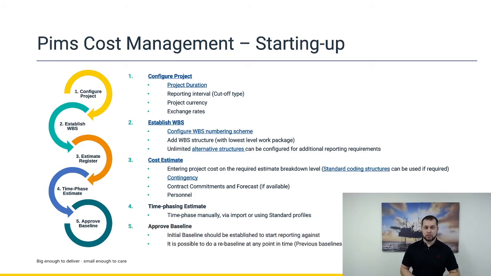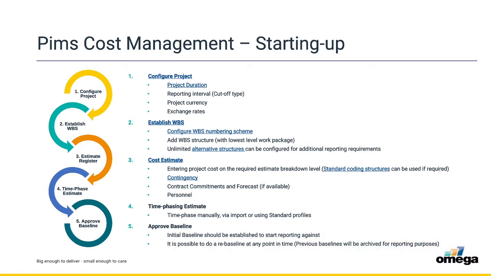And after you're ready with the time phasing, so basically you know what your curve is like, both cost and progress wise, you then can report against that. So that means you need to approve the baseline basically in the system. And the initial baseline is established, and it is also possible to do a rebaseline at any point in time, and previous baselines will be archived for reporting purposes in the system automatically.